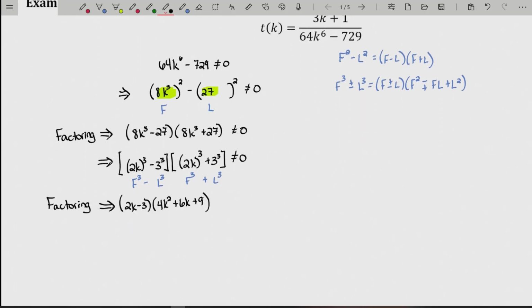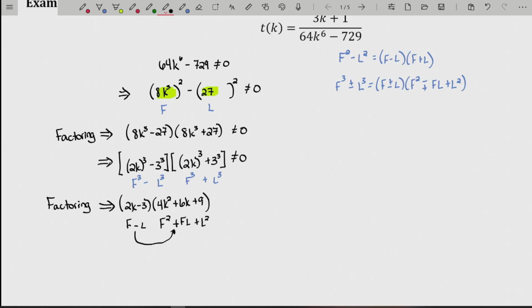Now I want to pause for a moment before I continue this out. Remember, it is first minus last, and then first item squared, and it's the opposite sign, so plus first times last plus last squared.